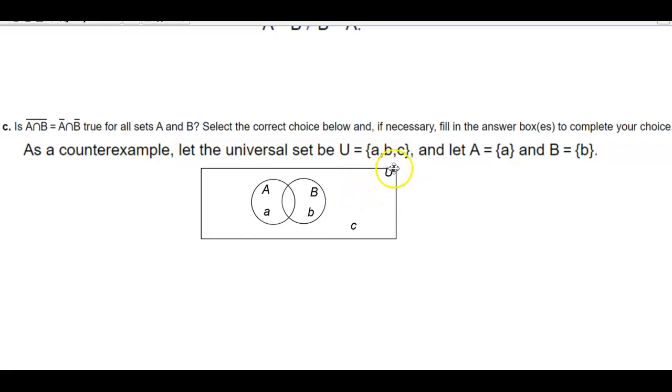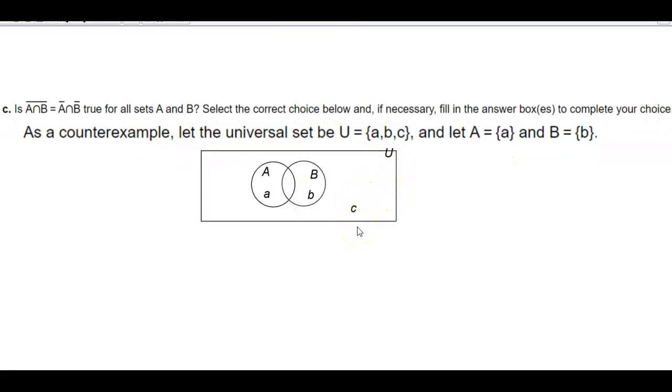We're going to let A equal the set {a}, and B is going to be the set {b}. So you can see here that A has an element lowercase a, B has an element lowercase b, and in the universal set we have c out here.